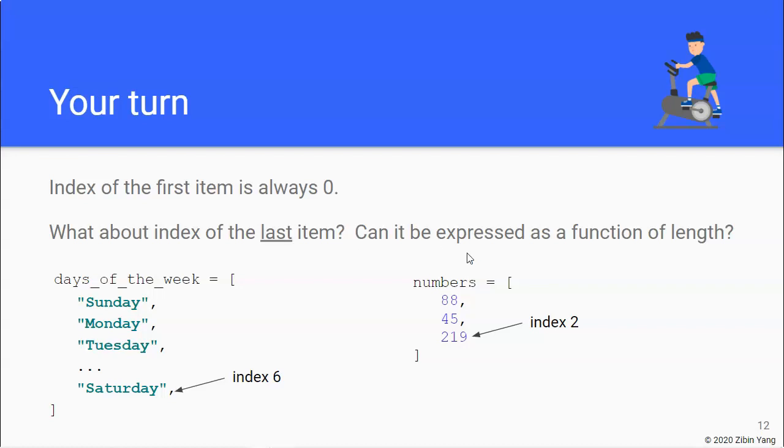But can we find a formula? Can we express the index of the last item as a function of the length of the list? So maybe pause the video and give it some thought.